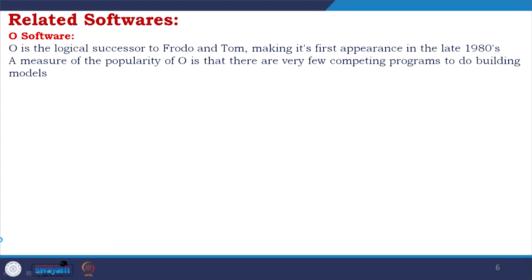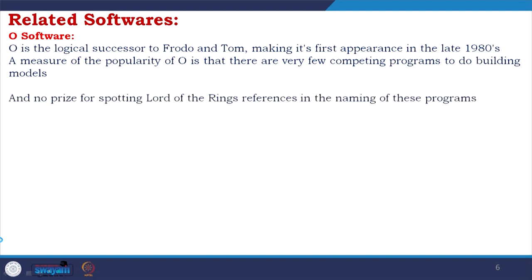A measure of the popularity of O is that there are very few competing programs for building models at that time. And it is not surprising that Alwyn named it O for his influence from Lord of the Rings, to acknowledge it. You could get O; it is still available at this link.